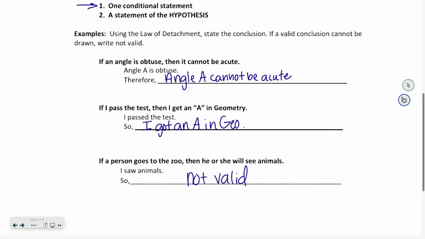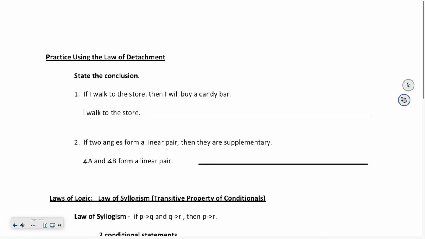Questions before I do the second law? All right, go to the second page, and I want you to go to the first two while I pull something up on the computer. So if you go to the next page, look at those two while I pull something up.